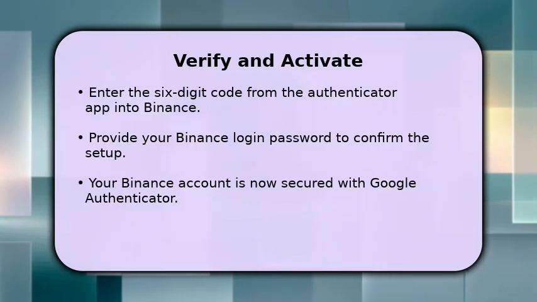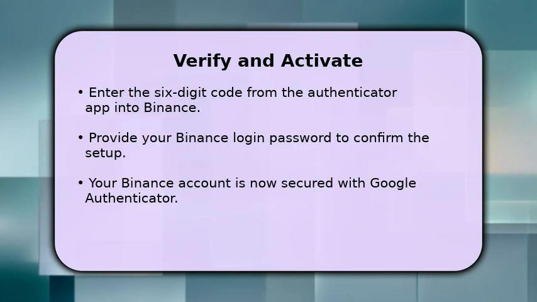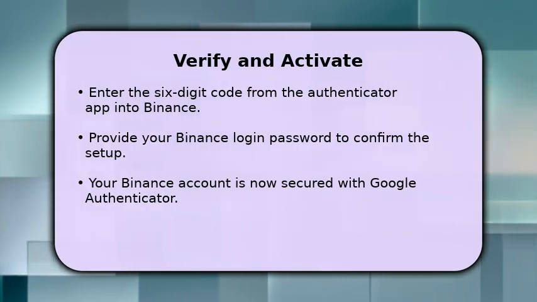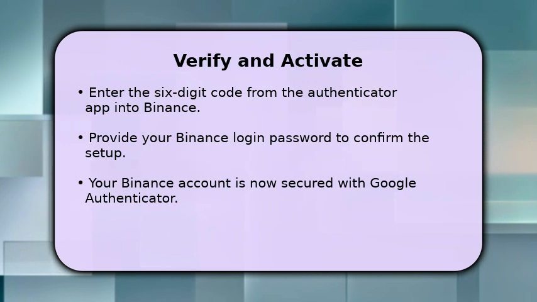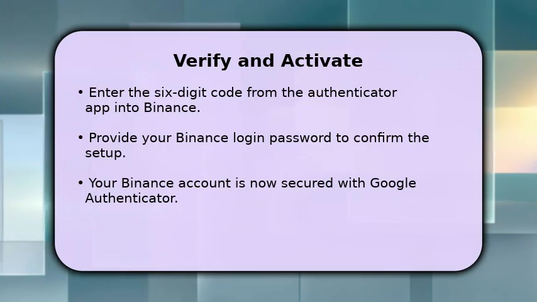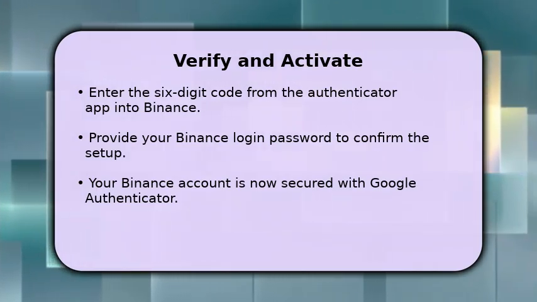Finally, once you've added the account in Google Authenticator, a new 6-digit code will appear and refresh every 30 seconds. Quickly enter this current code into the designated field on your Binance security page. You'll also need to input your Binance login password to confirm the activation.